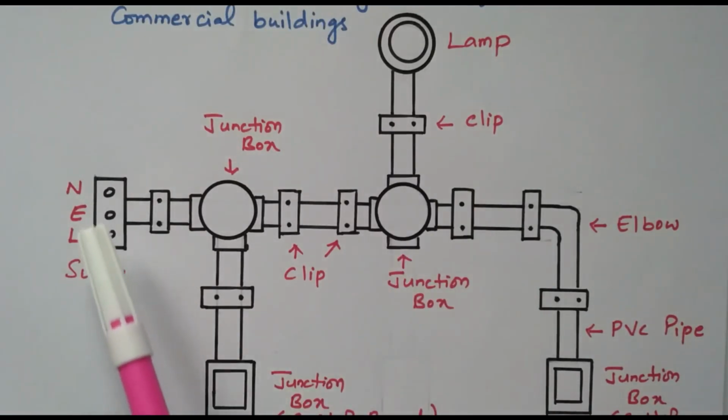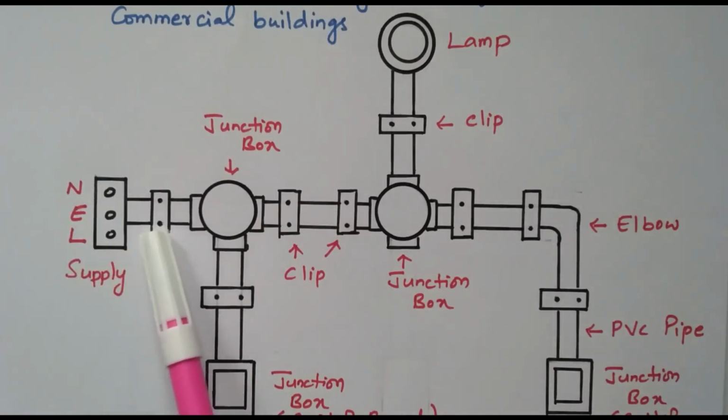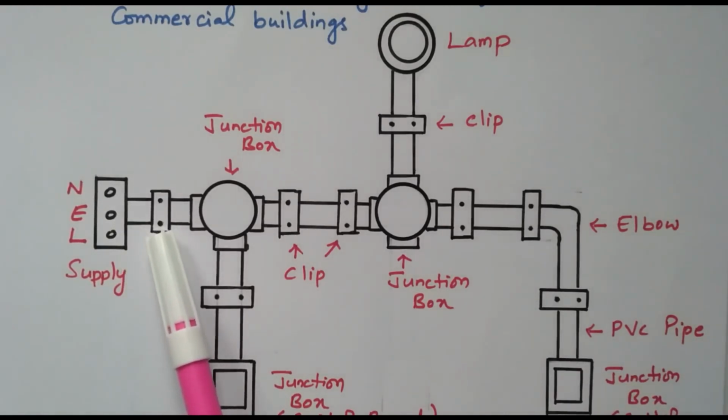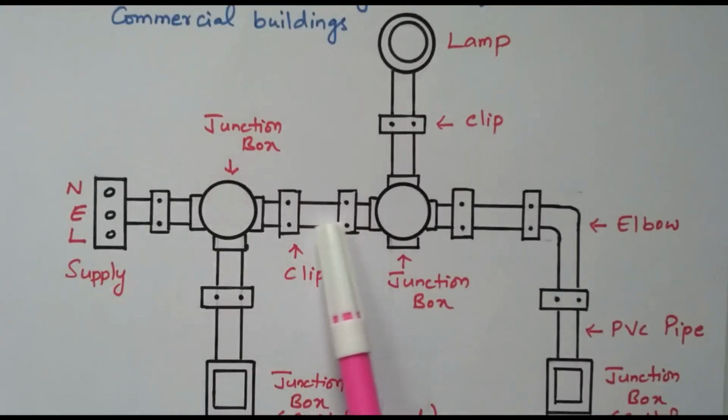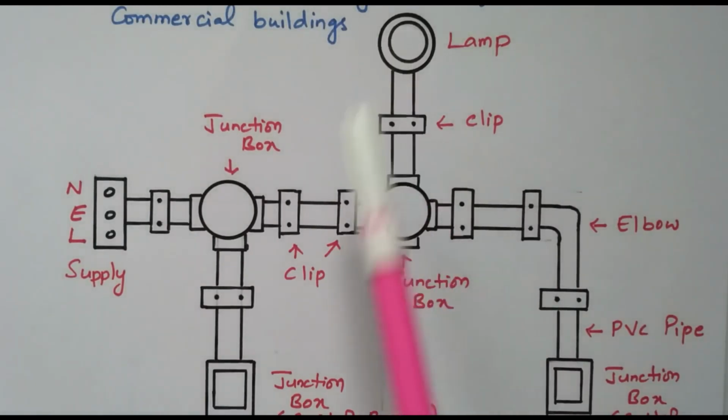Now we will see the description. So this is the supply point: neutral, earth and line. This is nothing but a clip. These clips are holding the PVC pipe. This PVC pipe holds the wire. Inside, the wire is available, over which is the PVC pipe, and that is held by these clips. So these two are clips, then another junction box, then a clip, then we go to the lamp.